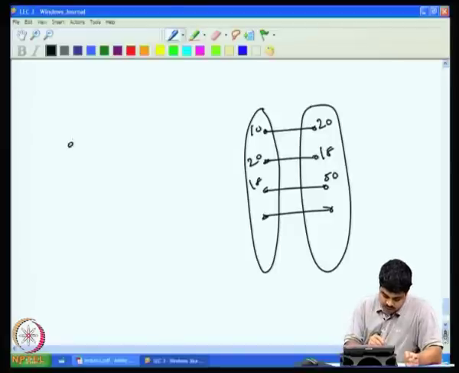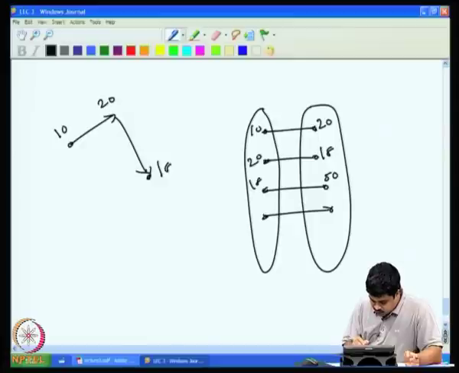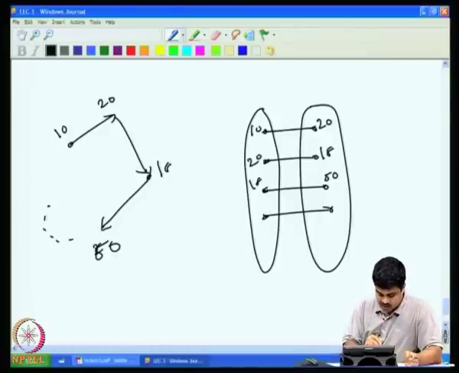So like that you can track: for 10, you draw an outgoing edge to 20, and then you come to 20, where there is an outgoing edge from 20 to 18, and then you look for 18 here, and from 18 to 50 you see an edge. So you draw an outgoing edge from 18 to 50. So like that, where will it go and end? Finally, it's clear that it will keep on forming a path. No vertex which is already met will be met again.